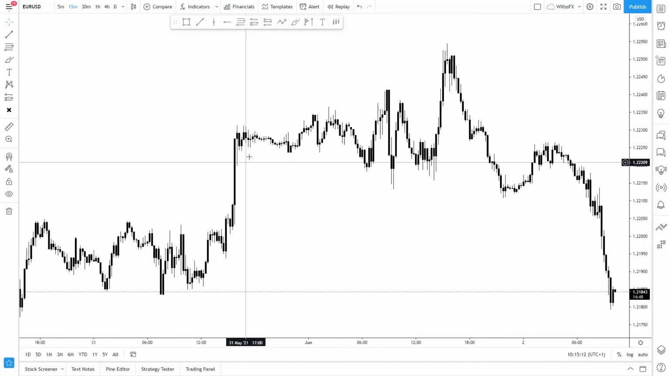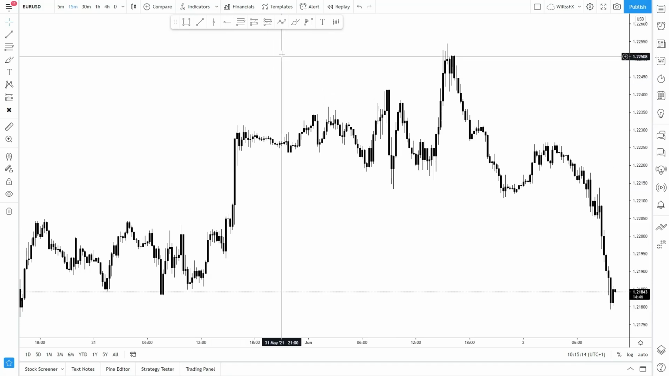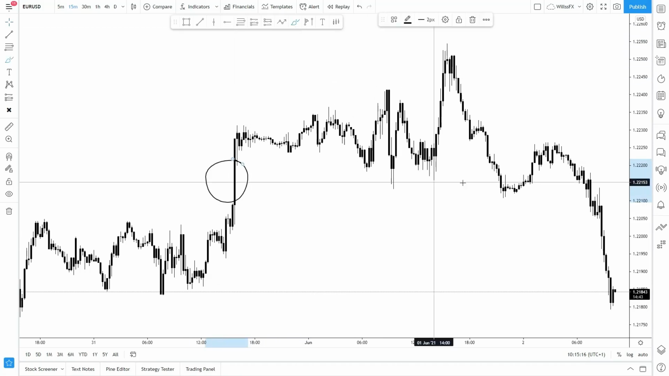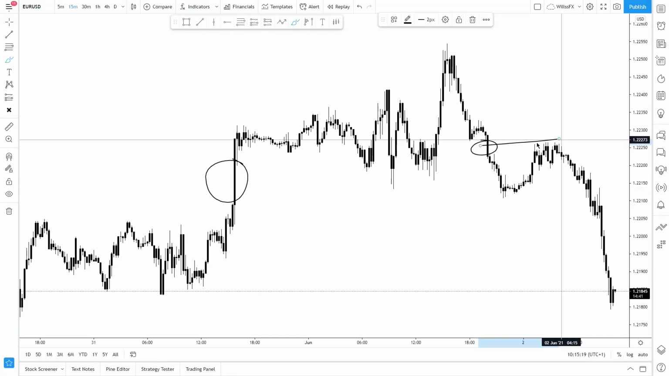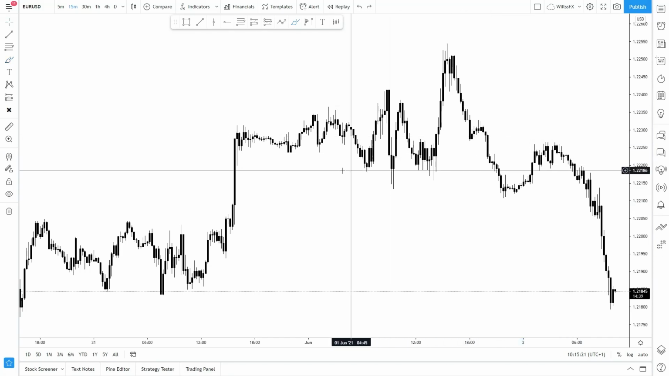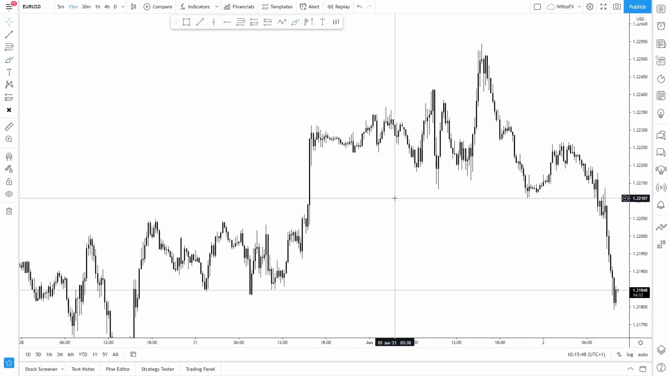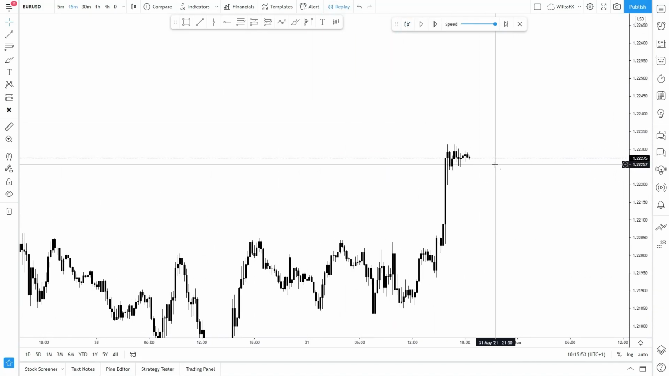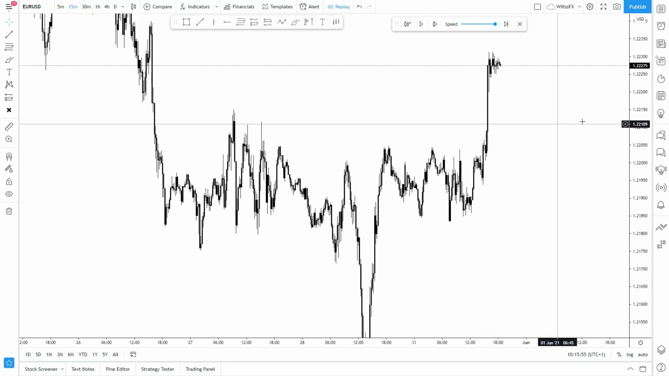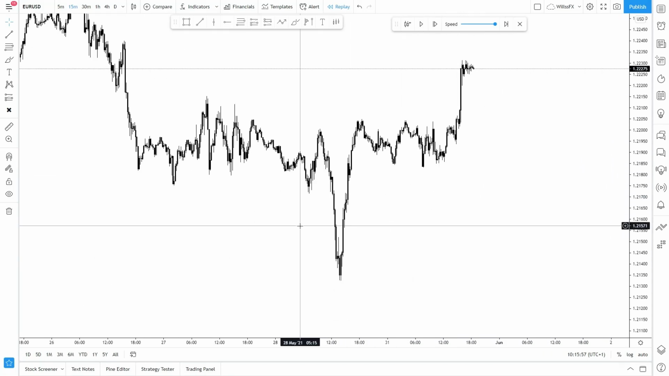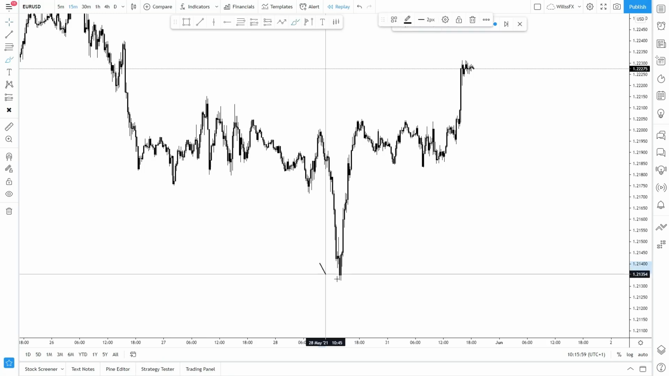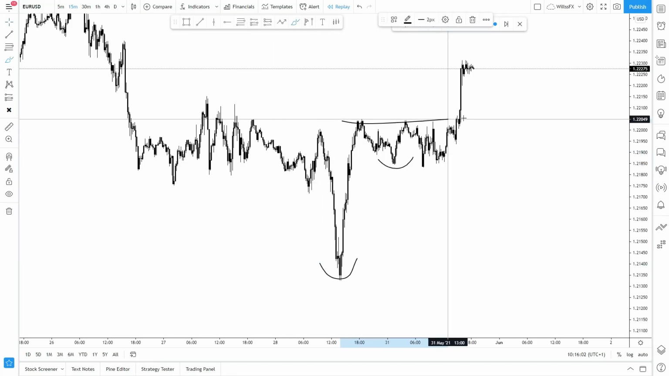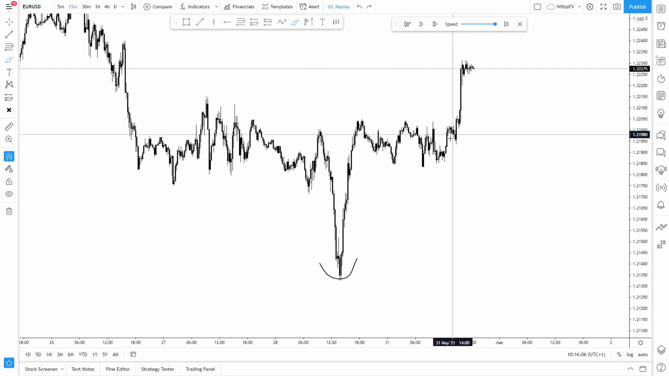So you see here we have a lot of imbalance. We obviously have one here, we have a mini one here, see this level. And what you're basically going to want to do, if we use the replay tool now, we're looking for entries. So we're in this bullish trend up here, we bottomed out here, and now we are breaking out of this area of consolidation. What was it doing in this area? It was building up orders.